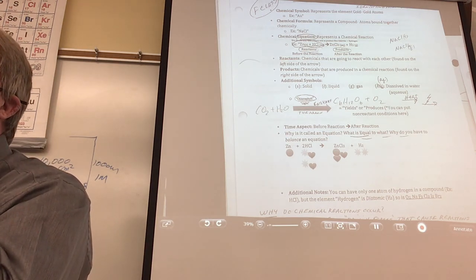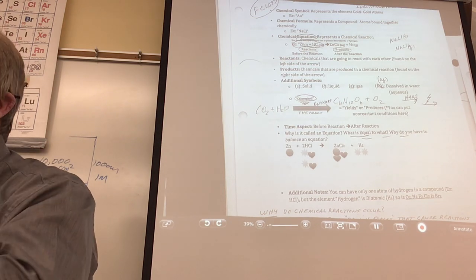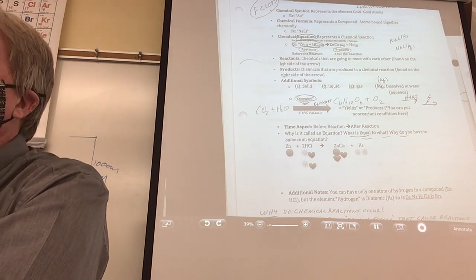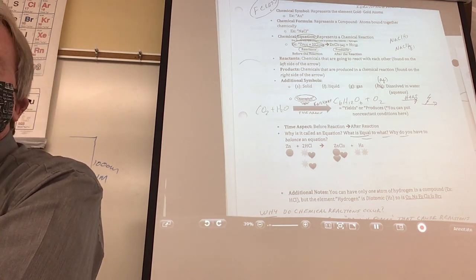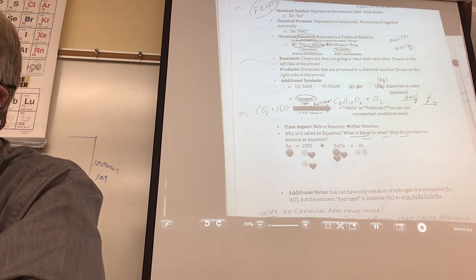And what has to be equal then? The amount of atoms. The amount of each atom. So if you had a certain number of atoms that you started with, you have to have the same number of atoms that you end up with. You get that? So I want to show you something here.